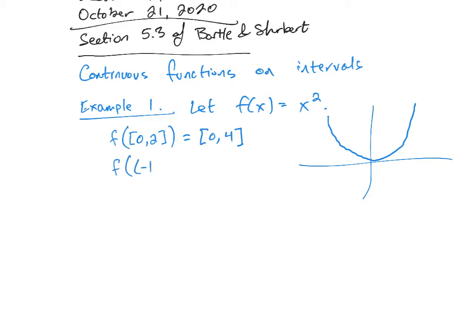What if we do, say, the open interval from -1 to 3? What do we get out? Zero to 9, closed on the left, open on the right. Thank you. Yeah, half open interval.